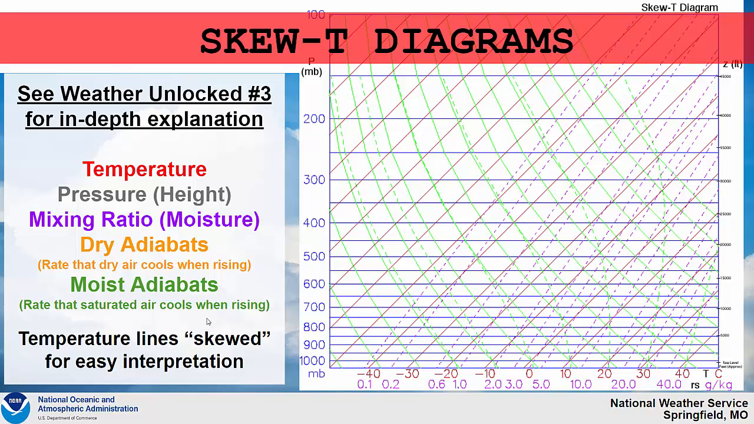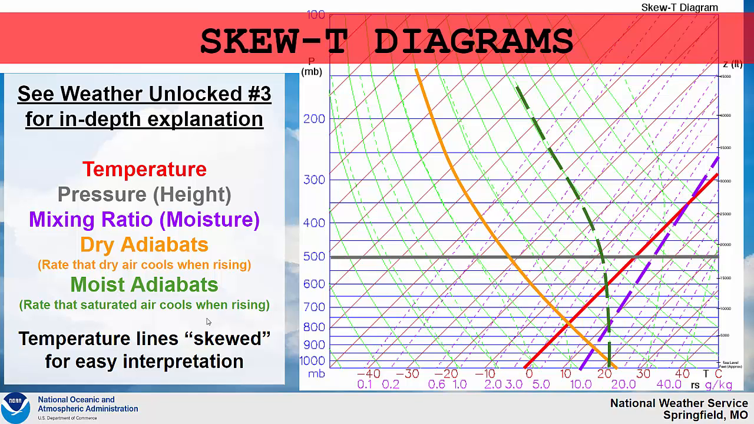Anyways, the Skew-T chart has temperature lines, pressure lines, which basically act as height on the y-axis, so decreasing pressure is increasing height. Mixing ratio lines, which basically denote the level of moisture in an air parcel. Dry adiabat lines, which sounds confusing and fancy, but it's basically just showing the rate that dry or unsaturated air cools when rising.